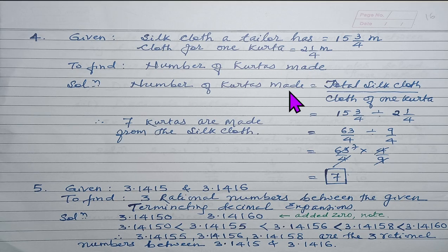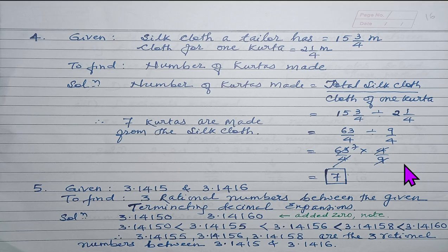So the number of kurtas which he can stitch is the total silk cloth he has divided by the cloth of one kurta. That means 15 integer 3 by 4 divided by 2 integer 1 by 4. Converting mixed into improper, that is 63 by 4 divided by 9 by 4, and division becomes multiplication by taking the reciprocal. So we have 63 by 4 into 4 by 9, and 9 into 9, so the 4s cancel, and we get 7. Therefore the tailor can stitch 7 kurtas from the cloth he has.